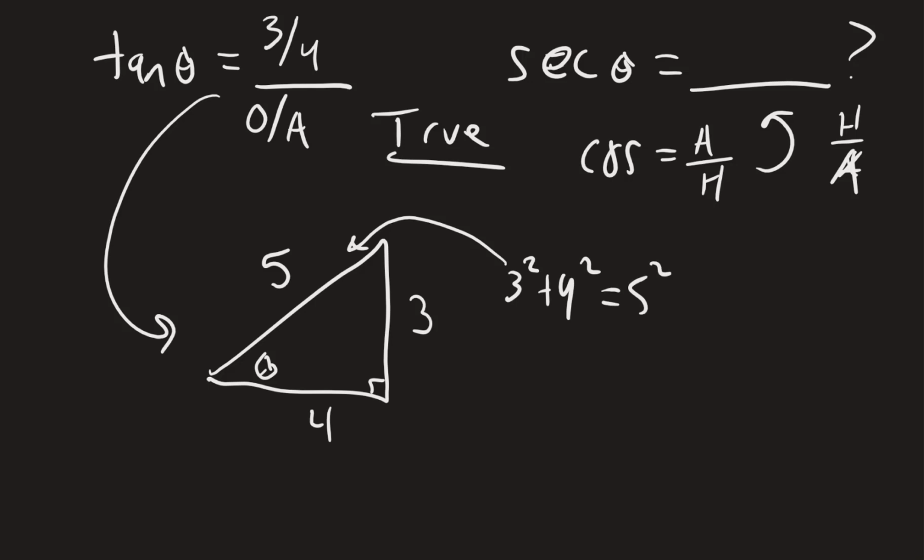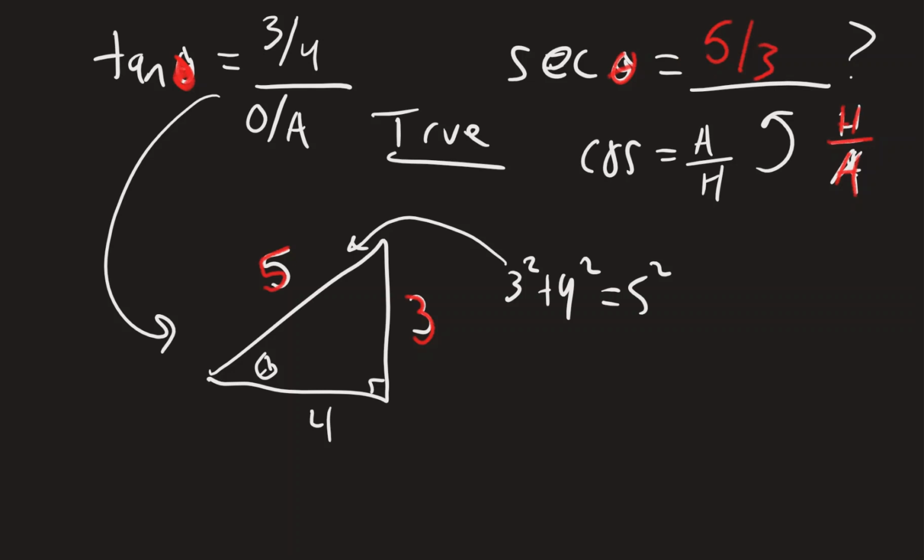And then once I had that, this theta is the same as this theta. So now hypotenuse over adjacent for theta would be 5/3. So it looks like having this information, I was able to determine that information.